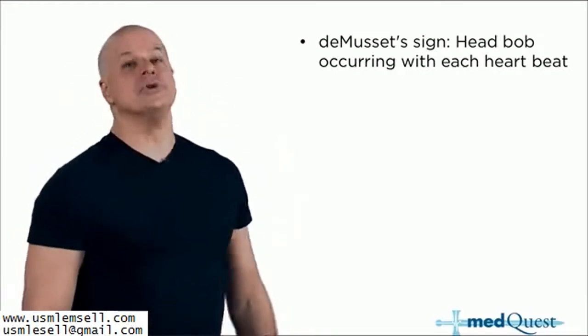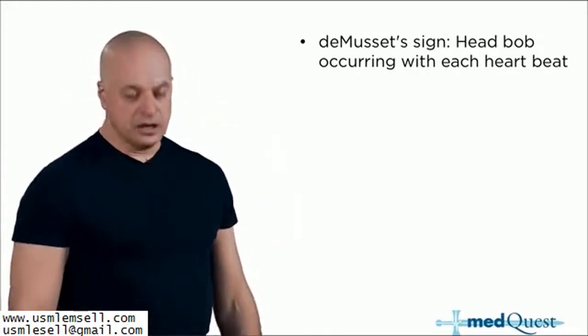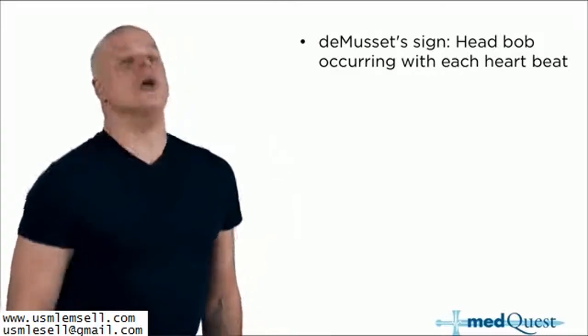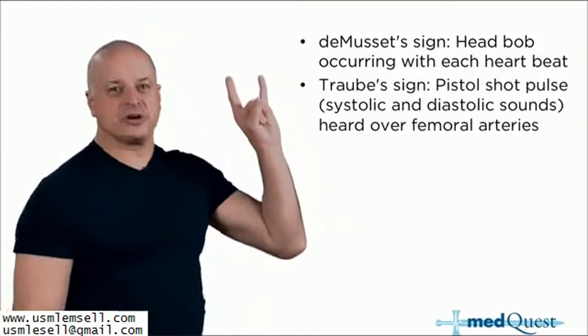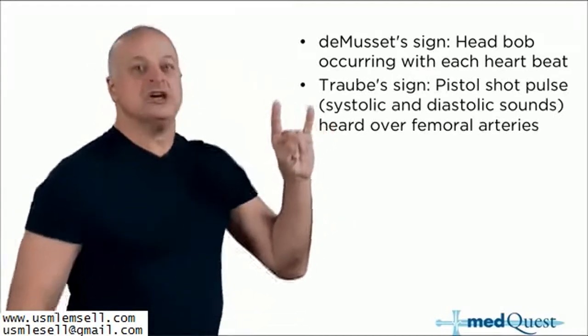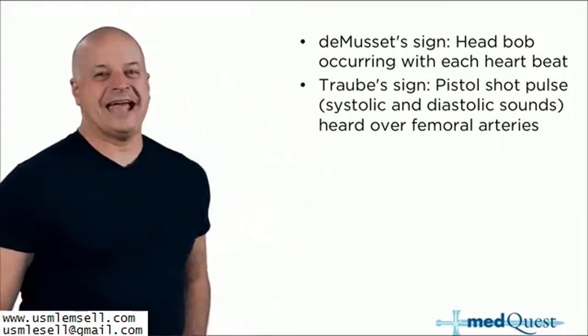Hi, how are you? What do you have? I got aortic regurgitation. Oh yeah. De Musset. Got the aortic regurgitation. Head goes down. And that's De Musset's sign.